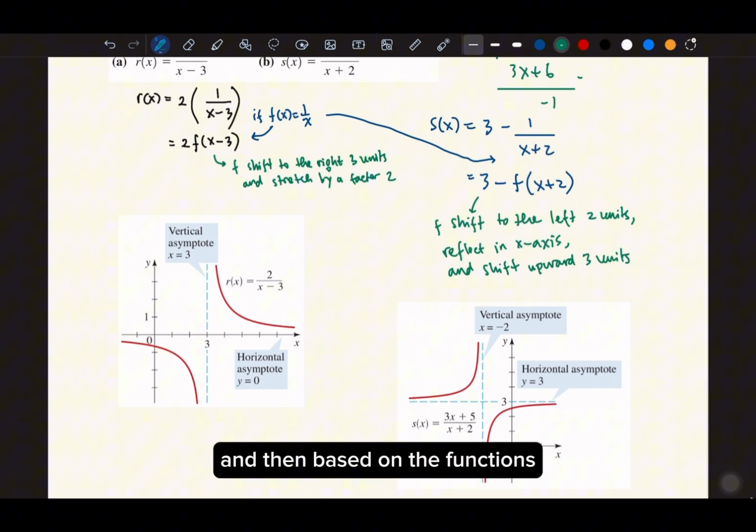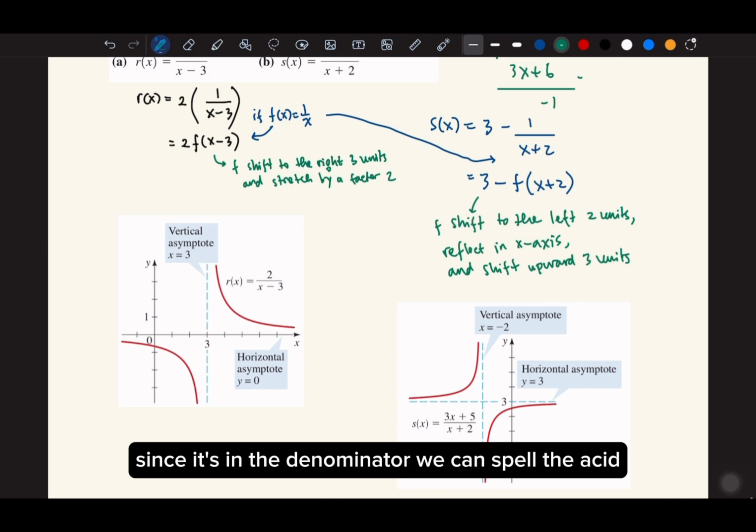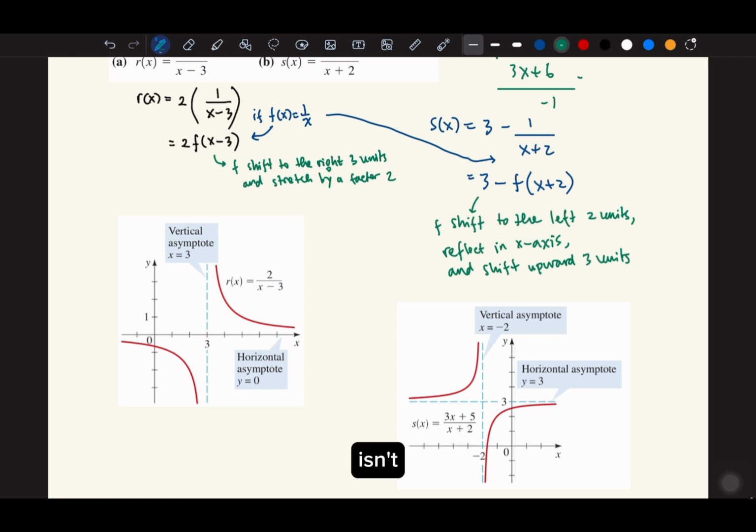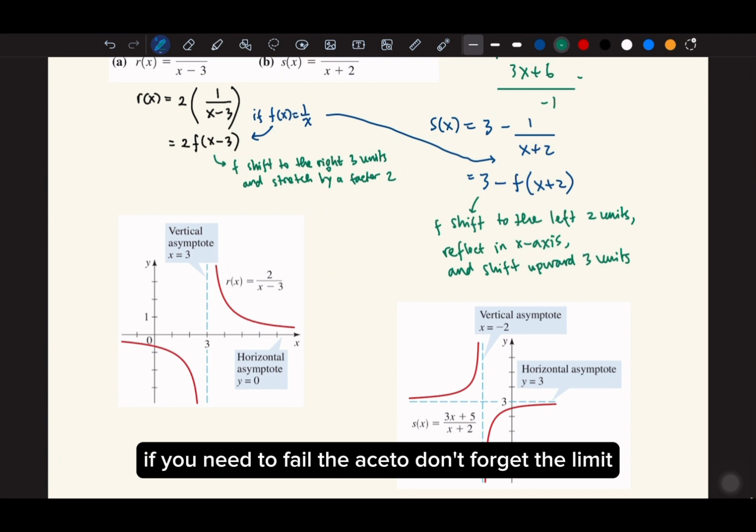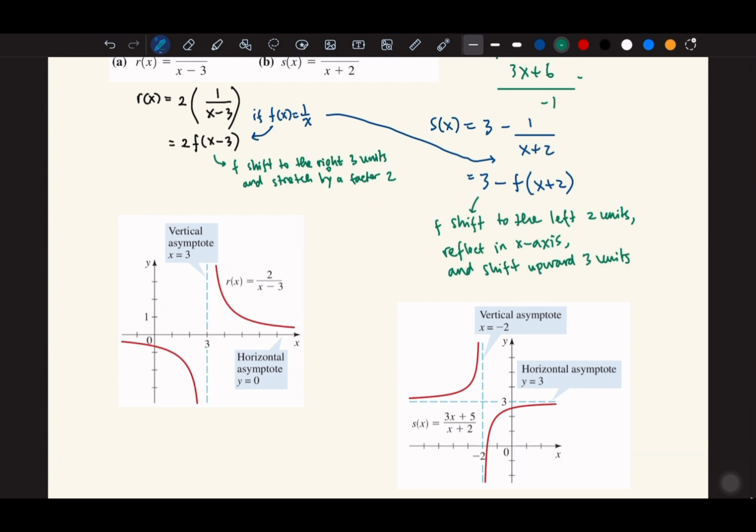And then based on the functions, since it's in the denominator, we can tell the asymptote easily. In your calculus, if you need to tell the asymptote, don't forget the limit. You need to state the limit.